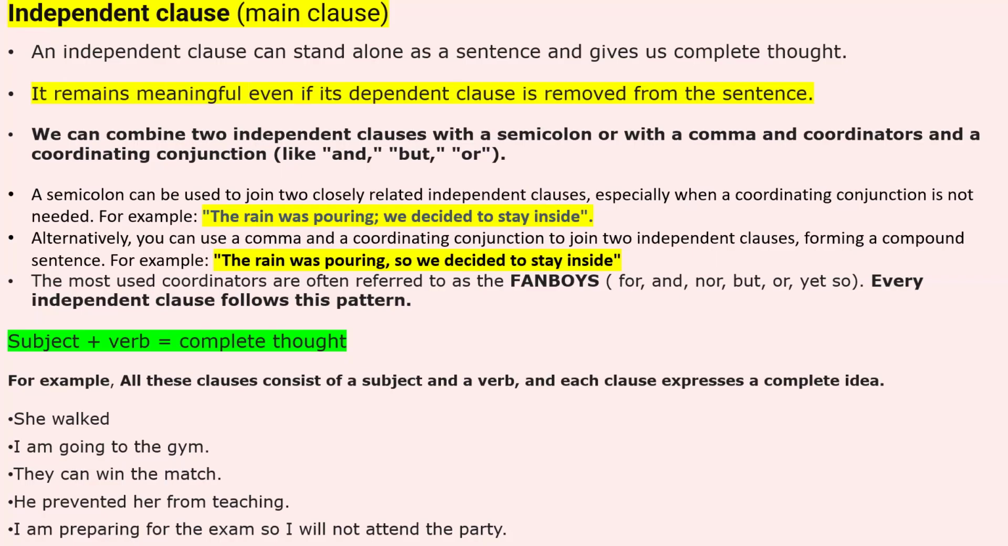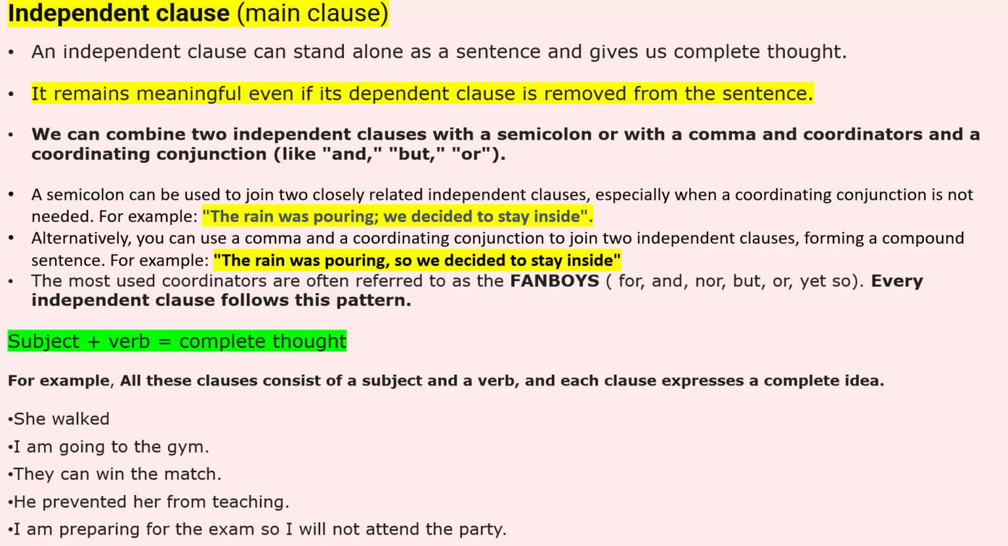How the independent clause is used with a semicolon. First example: the rain was pouring; we decided to stay inside. A semicolon can be used to join two closely related independent clauses. The rain was pouring is an independent clause. We decided to stay inside is also giving complete meaning, so it is also an independent clause. When we are joining two independent clauses, we have to use a semicolon.